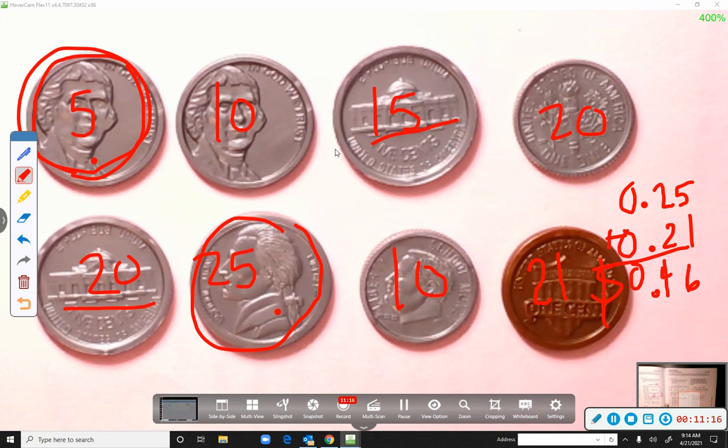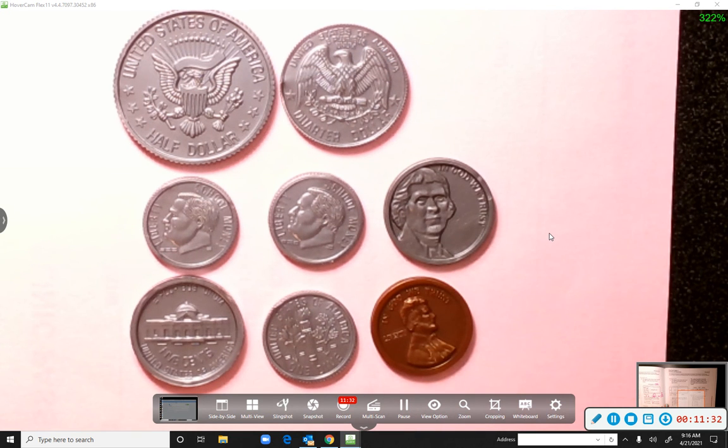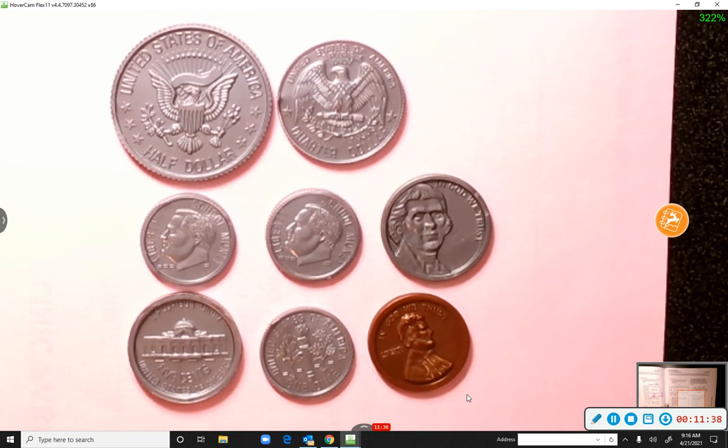Did anybody solve this a different way? Did y'all just skip count the whole way? No. Y'all added up the two different amounts? Okay. All right. Okay, here is your new amount. I have added a new coin, so let's see if we can recognize a new coin that we haven't been using.